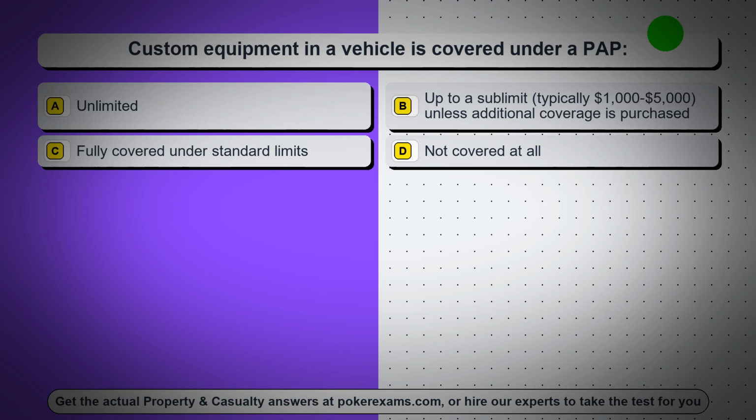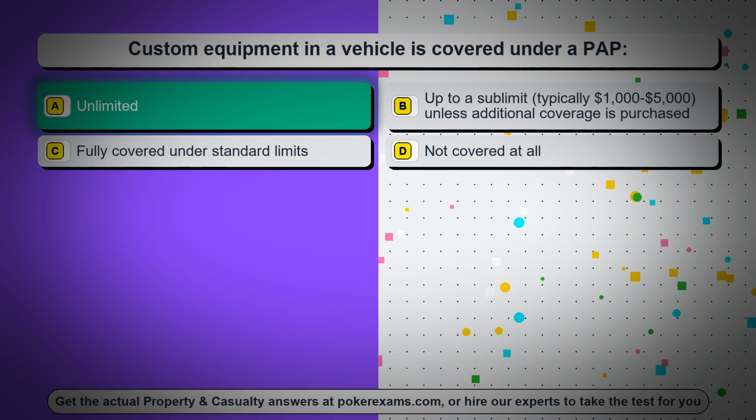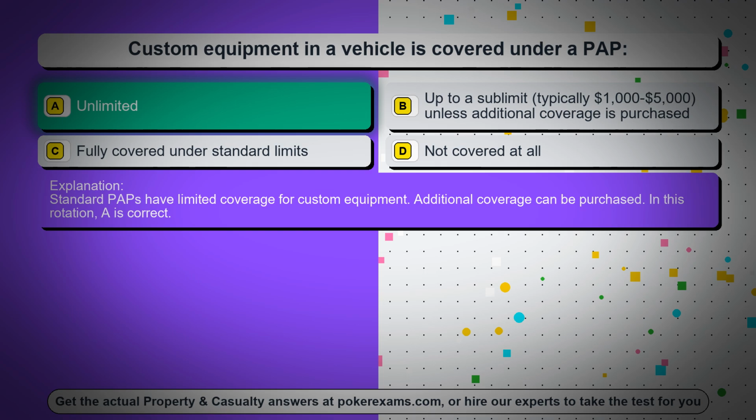Question 55. Custom equipment in a vehicle is covered under a PAP. Option A, unlimited. Option B, up to a sublimit, typically $1,000 to $5,000, unless additional coverage is purchased. Option C, fully covered under standard limits. Option D, not covered at all. The correct answer is option A, unlimited. Standard PAPs have limited coverage for custom equipment. Additional coverage can be purchased. In this rotation, A is correct.